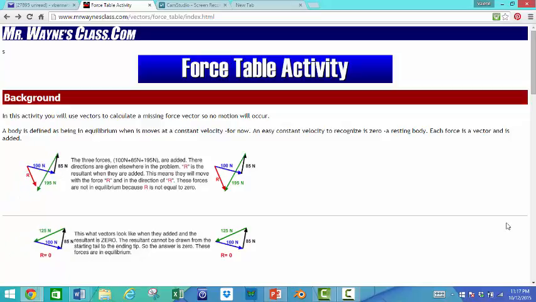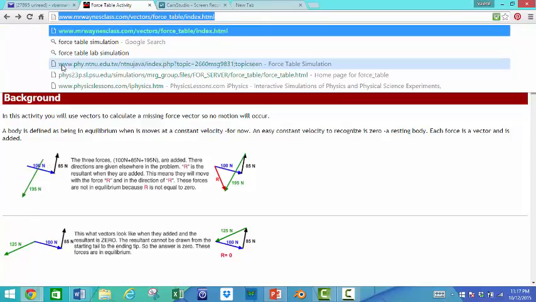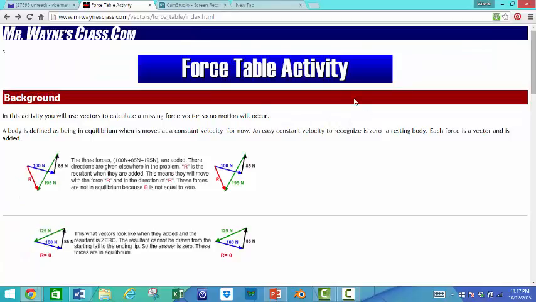The link is there at the top, mrwaynesclass.com/vectors/force_table/index.html. You see it there. I'm going to just highlight it there. But you will, of course, be sent the link.